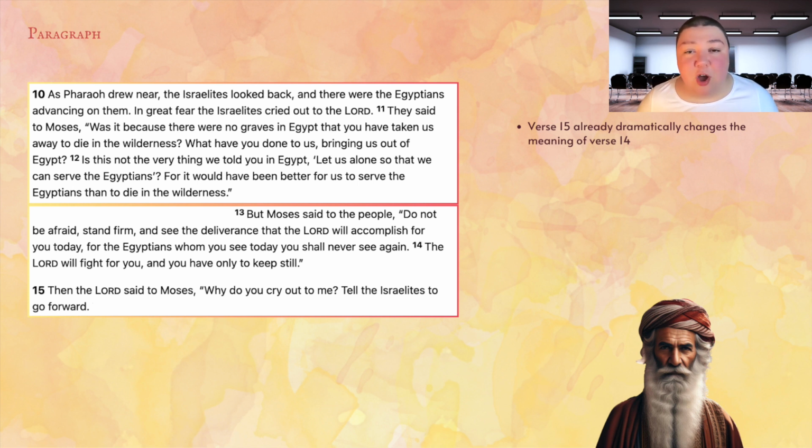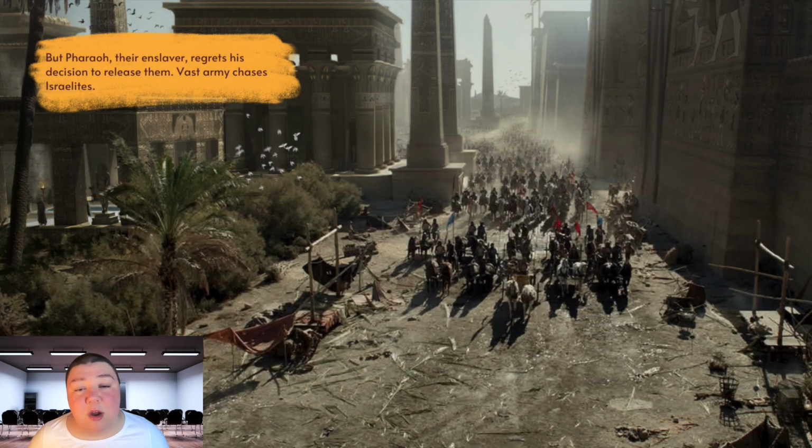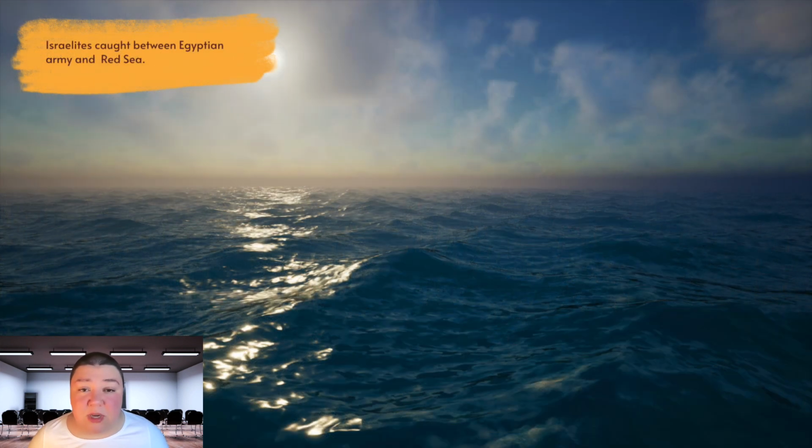Then we open up the context window even further, and we discover the larger scene of what's taking place here, the larger story. God has acted to bring out an enslaved people, called the Israelites, from their bondage in Egypt. But after they've left, the ruler of Egypt, called Pharaoh, regrets his decision to release them, and him and his vast army are chasing after the Israelites. Now, the Israelites are caught between the Egyptian army and the Red Sea.